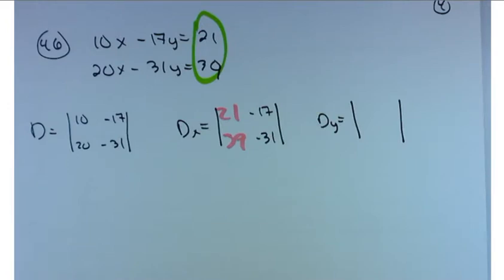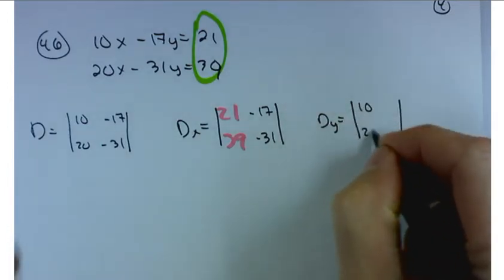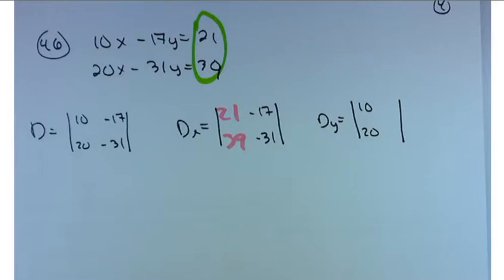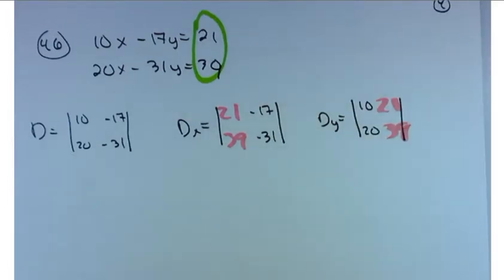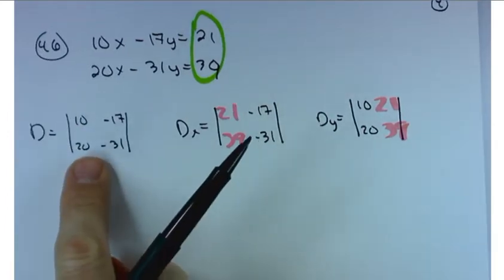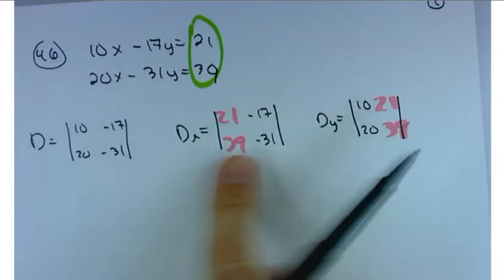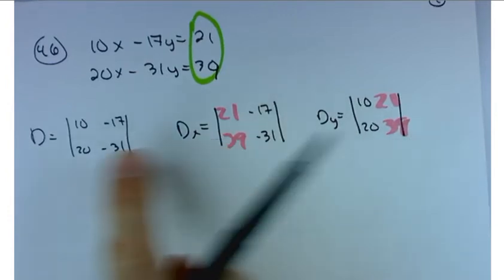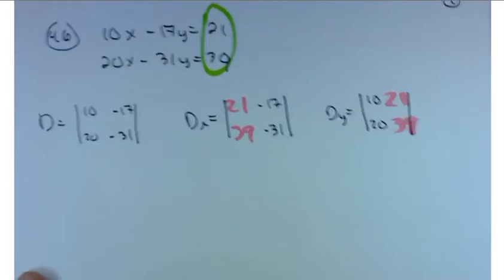Someone else for dy. Paige, what's dy going to look like, please? Good. 21 and 39. So again, see that pattern that after you get d, one at a time to get these other determinants, this column from the right-hand side kind of works its way through. First you get dx, then you get dy by replacing these respective columns. Now, there's some work to do here, right? All right, so let's divvy it up.